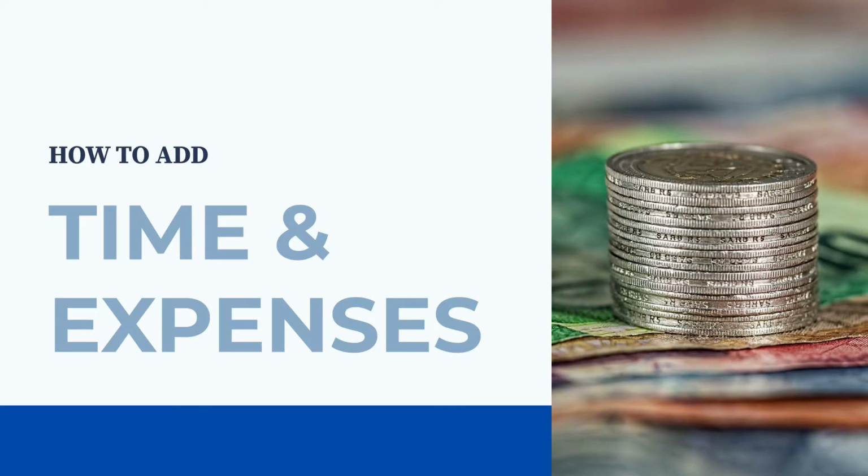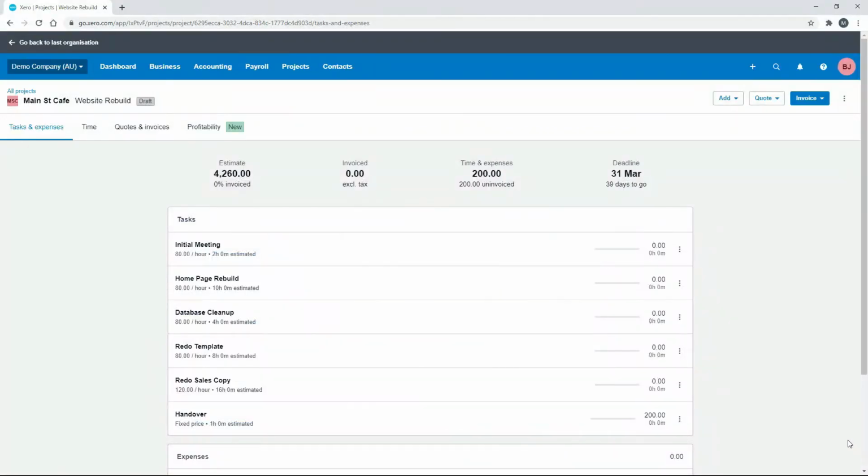Okay, now it's time to start adding some actual time entries and expenses into our project. So there's a few different ways you can do this for time. You can go up to the add drop down button at the top and you can click on time entry, or you can go to each of the tasks and you can go to this little drop down on the side and you can add your time that way.